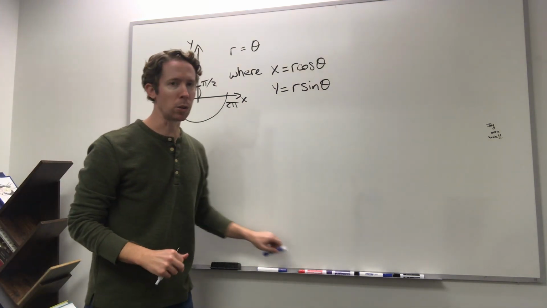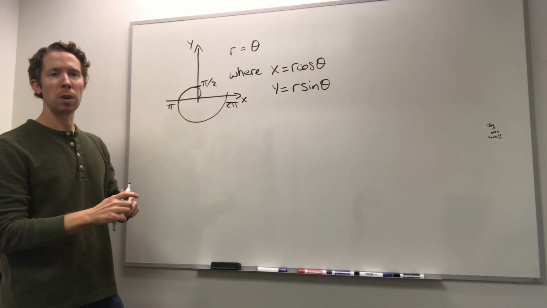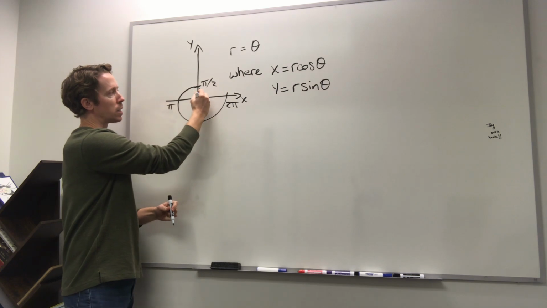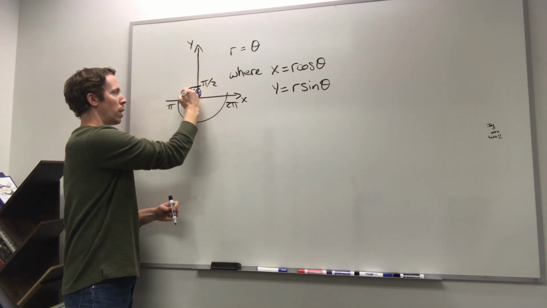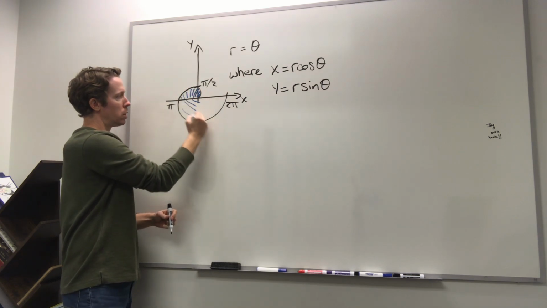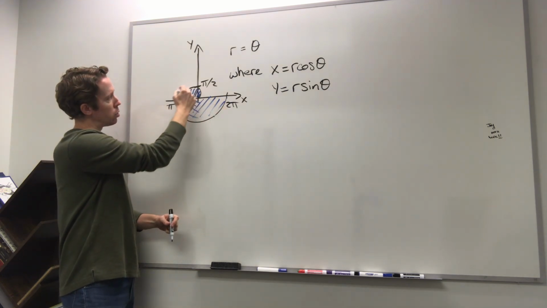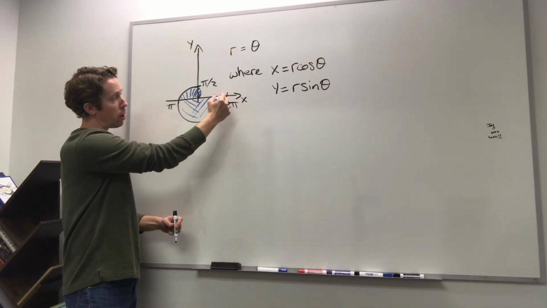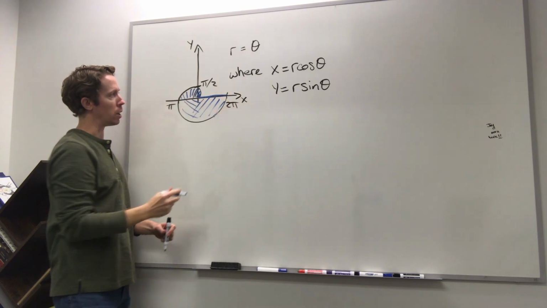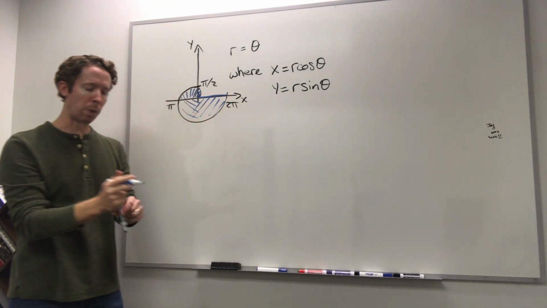What I would like to do is try to figure out how much area is inside of this curve. So as you move through these different quadrants, I want to figure out how much area is trapped inside of this curve, and I'll stop it right here on the edge at theta equals 2 pi.